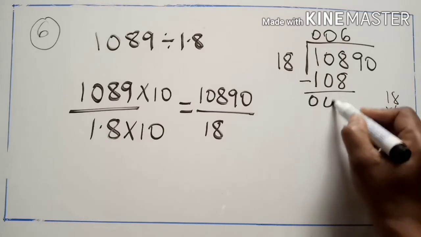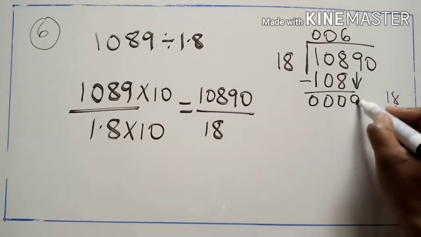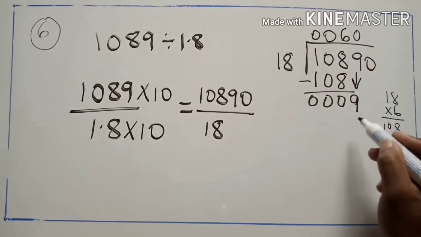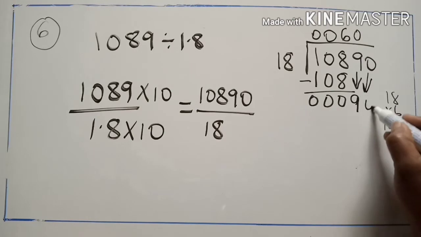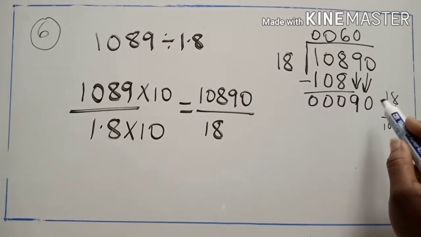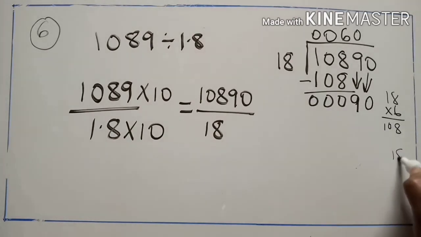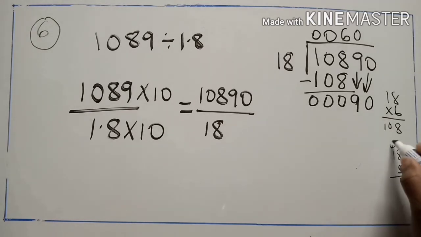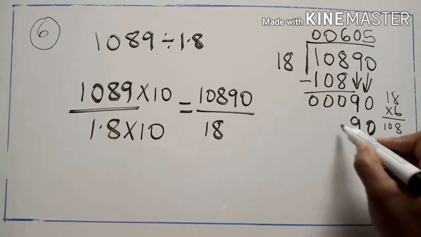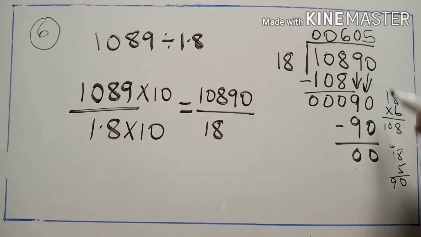Then we have zeros. Drop our 9. 9 cannot be divided by 18. So we are going to add a 0 on the answers line and drop the 0, so that now we have 90. So how many 18s are going to go into 90? 18, let's try by 5. 5 times 18 will give us 90. So our answer in this case is 605.